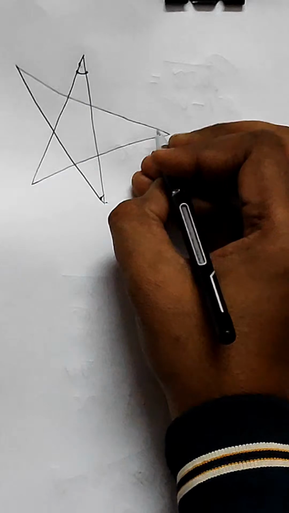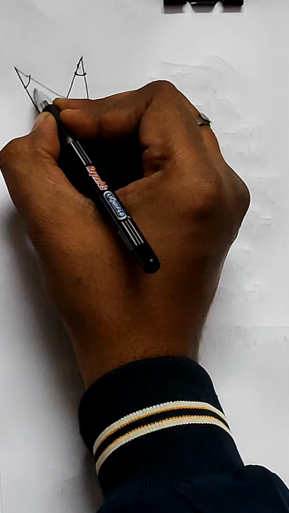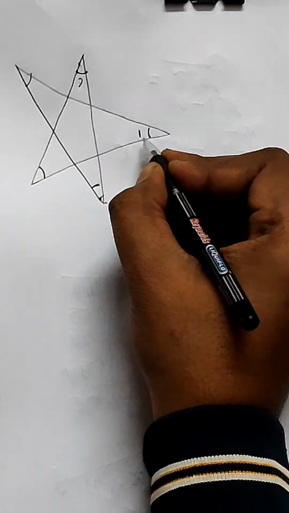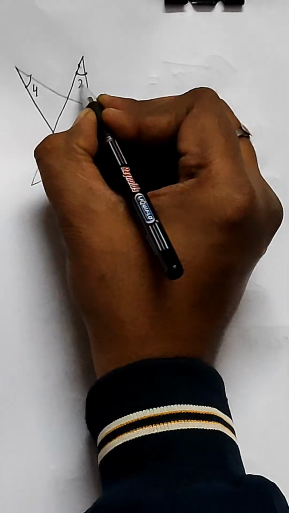Now we need to find the sum of the angles 1, 2, 3, 4, 5. If this is angle 1, this is angle 2, this is angle 3, this is angle 4, and this is angle 5. Let's say 1. So start from here: 1, 2, in a cyclic order, 1, 2, 3, 4, and 5. So these are 5 angles whose sum we need to calculate. Right? Now, how are we doing it? Let us see.